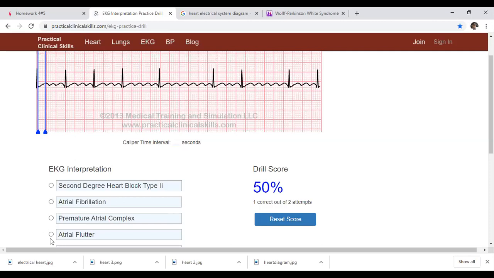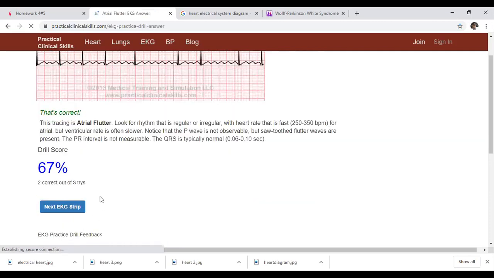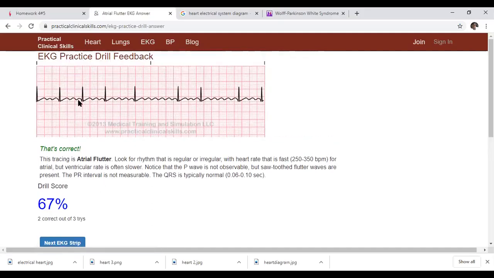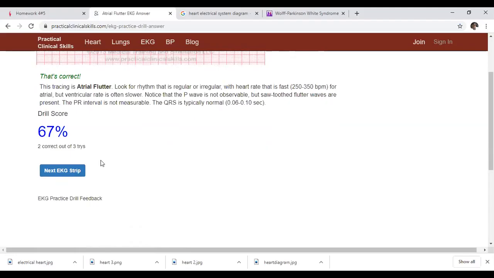Good. That's the atrial flutter. That's the one that has that sawtooth pattern, right? Looks like a sawtooth. That's a flutter. That is not a deadly rhythm. Atrial rhythms are not deadly. This is an atrial rhythm, when the atria is doing something wrong. Okay, good. That's a flutter.